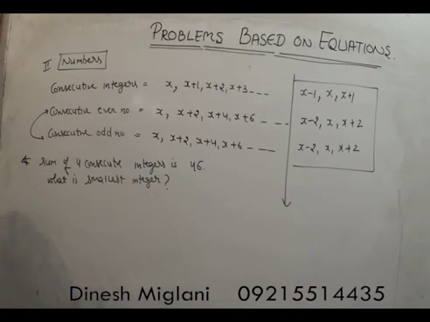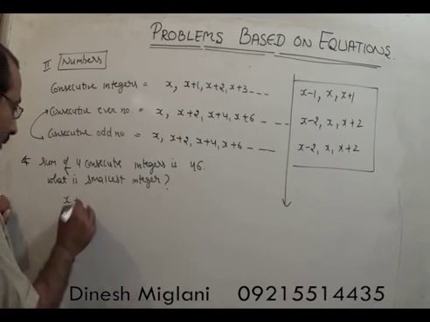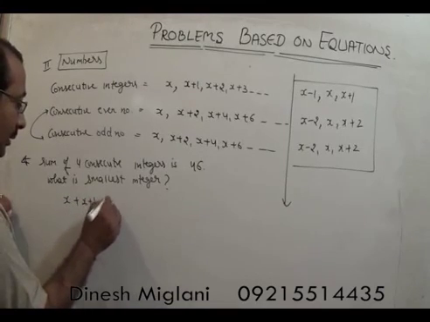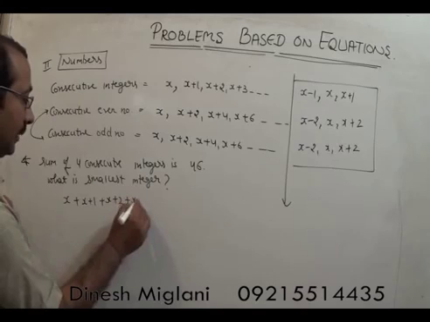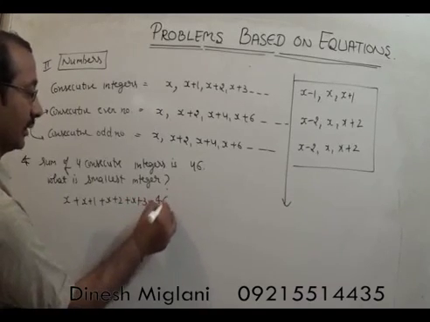The sum of 4 consecutive integers is 46. We have to find the smallest one. So 4 consecutive integers with sum 46 means the first is x, the second is x plus 1, the third is x plus 2, and the next is x plus 3. The sum is equal to 46.